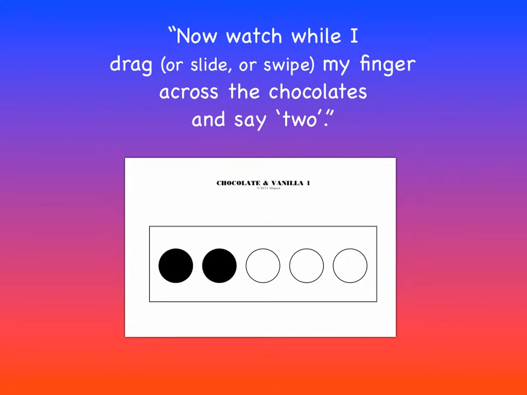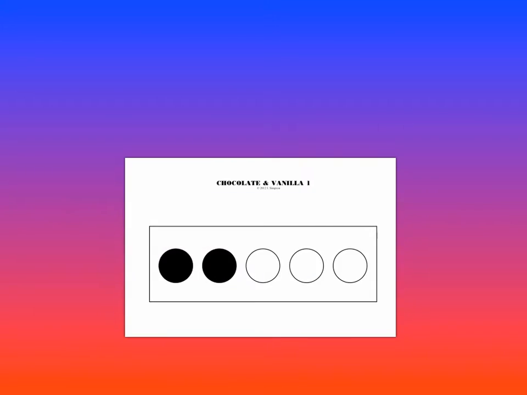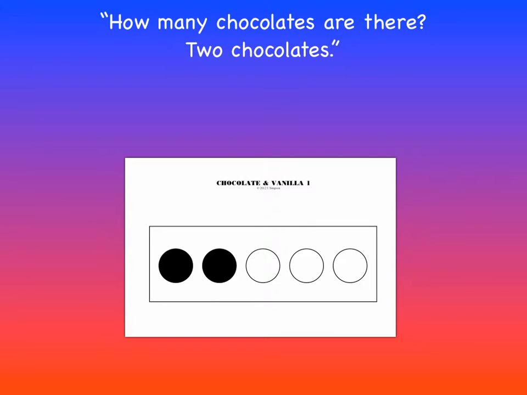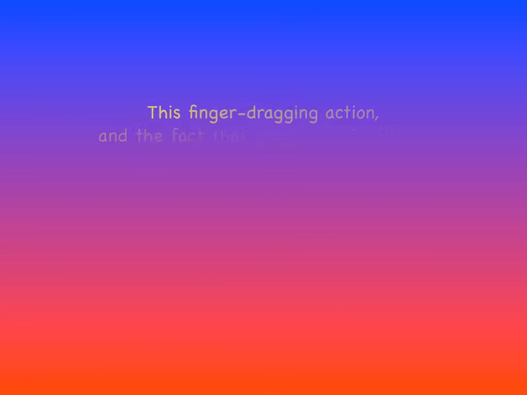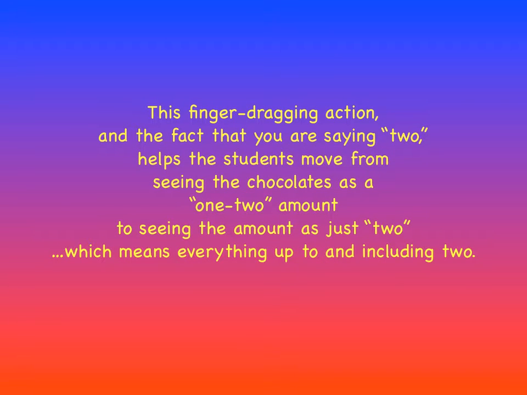Now watch while I drag my finger across the chocolates and say 2. How many chocolates are there? 2 chocolates. Drag your finger across the chocolates as you say the word 2. This finger dragging action and the fact that you're saying 2 helps the students move from seeing the chocolates as a 1-2 amount to seeing the amount as just 2, which means everything up to and including 2.